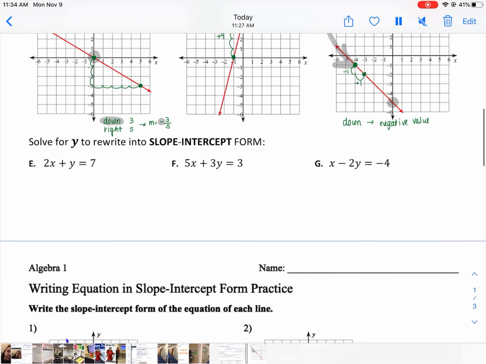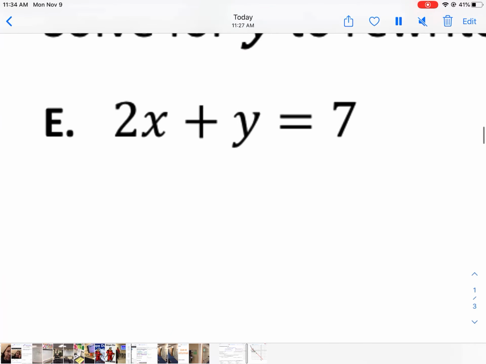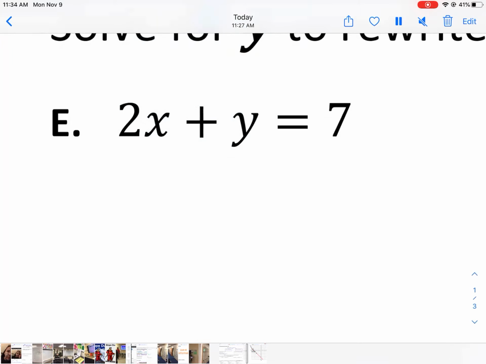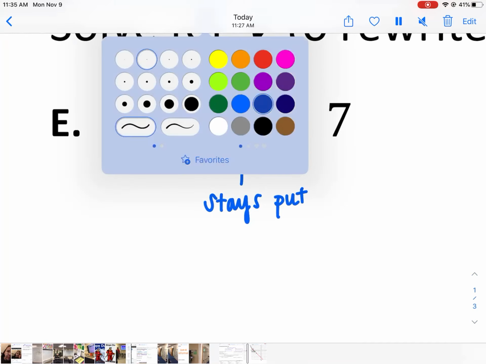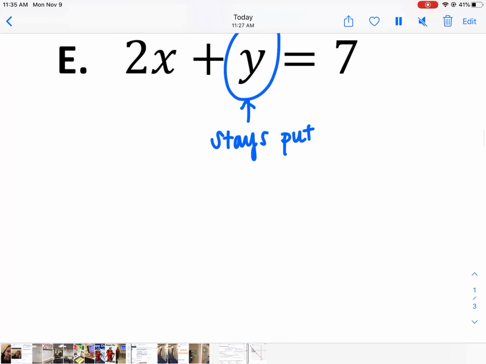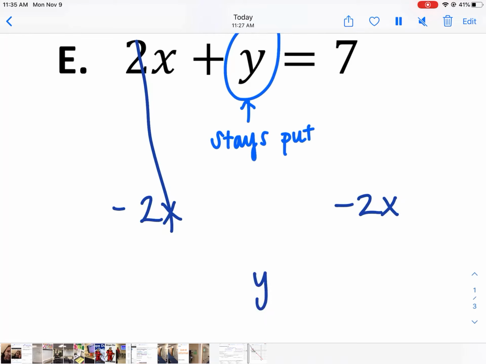Cool? Okay, now we are rearranging to get this into the form y equals mx plus b. We are going to leave y where it is, and we are going to move everything else to the other side, okay? So y stays put. I've got a positive 2x, so I'm going to do the opposite and have a negative 2x. Cancels those guys out. I have y equals 7 minus 2x.